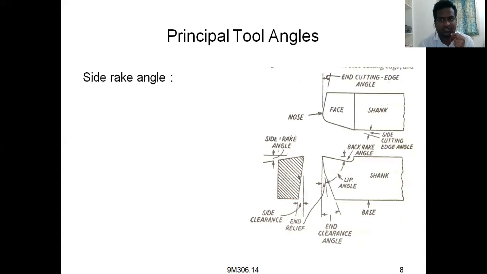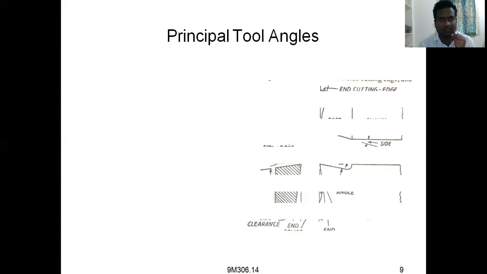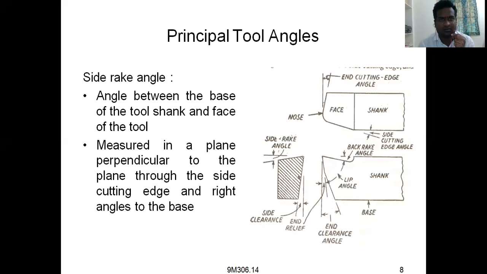The next one is the side rake angle, the angle between the base of the tool shank and the face of the tool. Where is the side rake angle situated? Here we are observing the side rake angle. The angle between the base of the tool and the face of the tool. This shows the side view. So we are observing the side rake angle here, the angle between the base of the tool shank and the face of the tool.